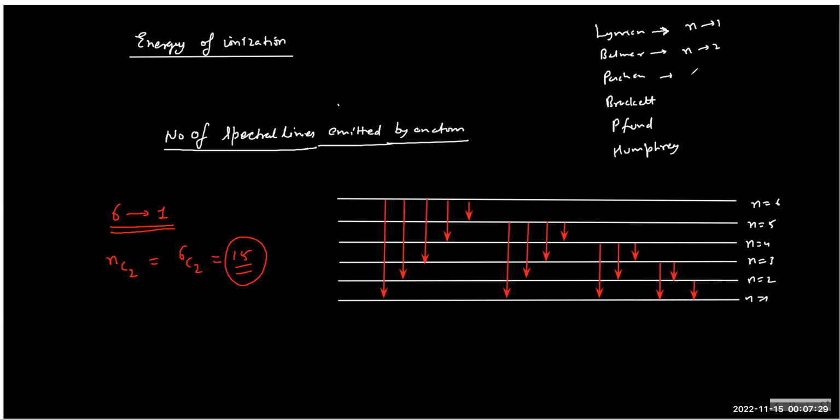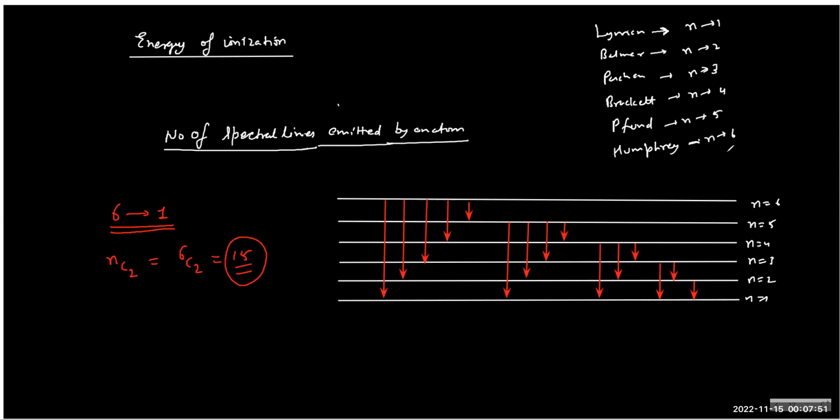Next, n to 3. That's logical. Then n to 4 and n to 5. Humphrey will happen only if you go much beyond that. So in the Lyman series, the transition will take place from anywhere to 1.